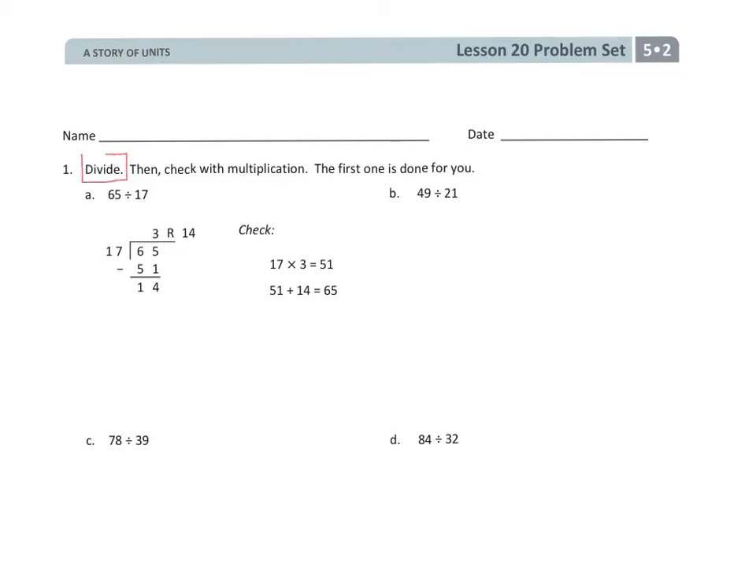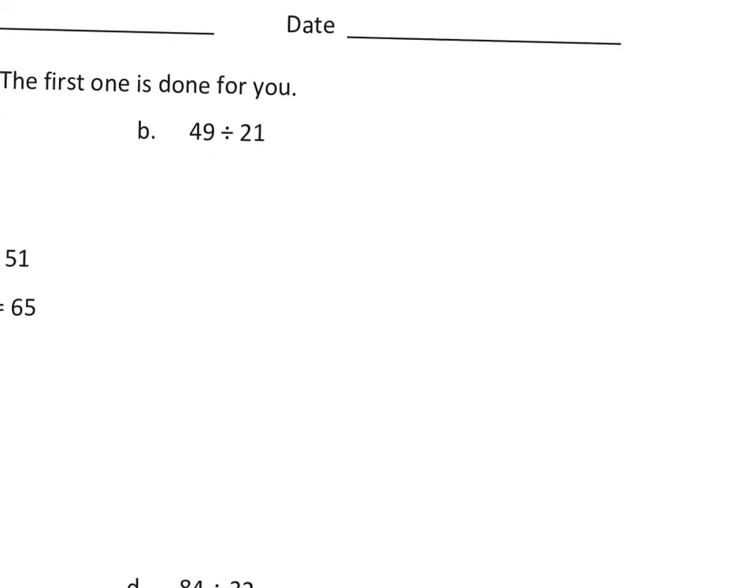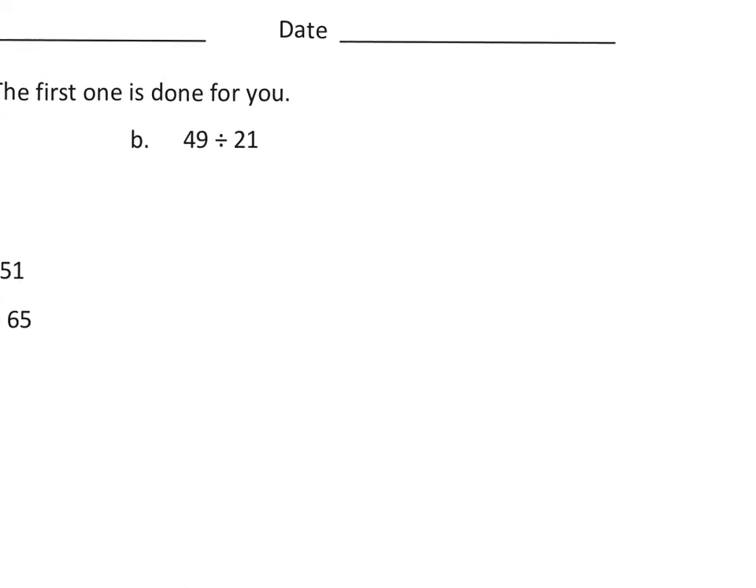We're going to be dividing, obviously, and then they want us to check with multiplication. All right, let's go into B. I'm going to zoom in to give me more space. And remember the first number, 49, that is our dividend. That's a 2 digit dividend. That's the number that goes on the inside of the division house.